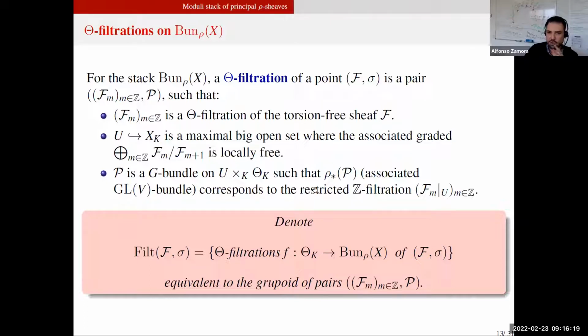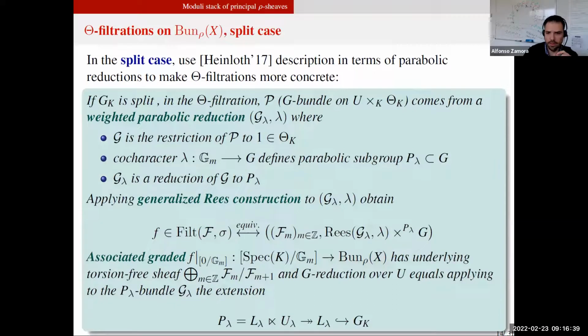So this is how we relate the filtration of the underlying torsion-free sheaf with the action of the group in the object. Then we can define another groupoid of this theta filtration, which is equivalent to the groupoid of pairs of filtration together with this object P, which is somehow the reduction of the group G. Let me skip most of this slide just to say the following.